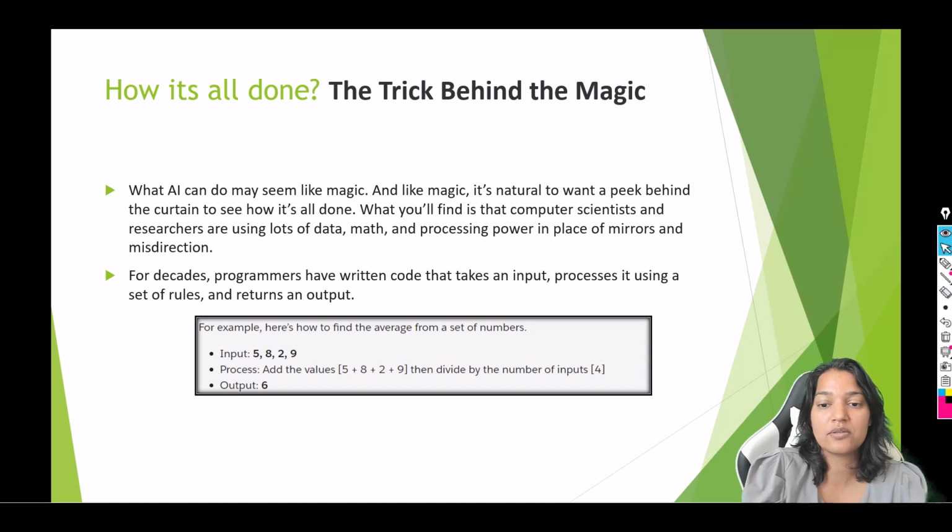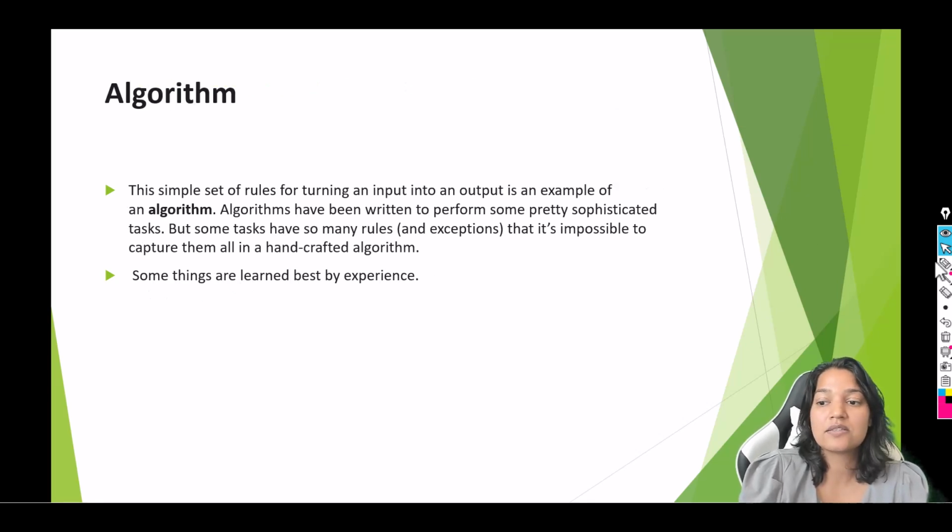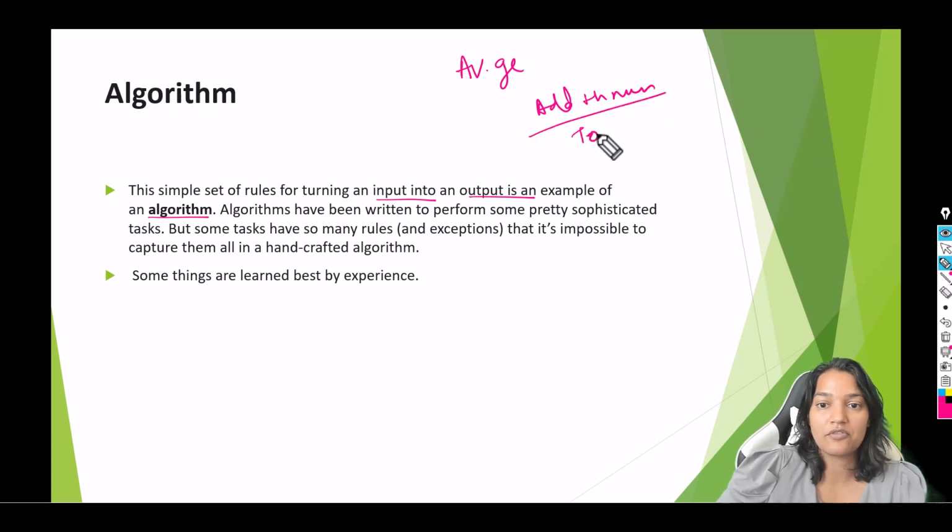What is an algorithm? An algorithm is nothing but a simple set of rules for turning an input into an output. Calculating an average is an example of an algorithm. I need to add the numbers first, and then divide by the total number of numbers there are, right? So that's what I have to do.